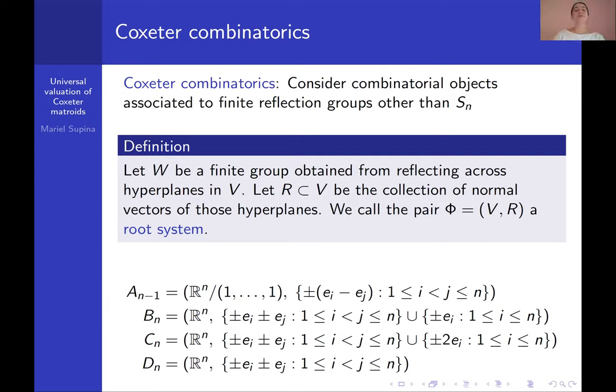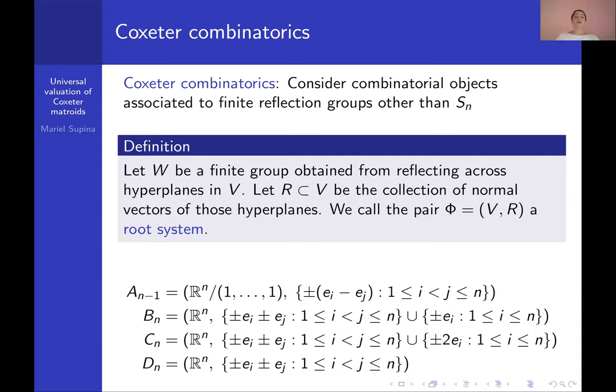It's a finite group obtained from reflecting across some hyperplanes in V. Not every collection of hyperplanes that you reflect across will form a finite group, but there are certain special collections of hyperplanes that do. We're going to let R be the set of normal vectors of those hyperplanes that you reflect across. And then we call the pair Φ = (V, R) a root system.